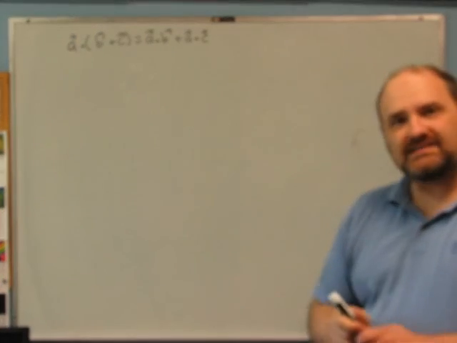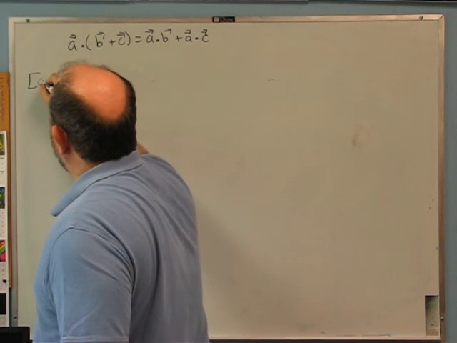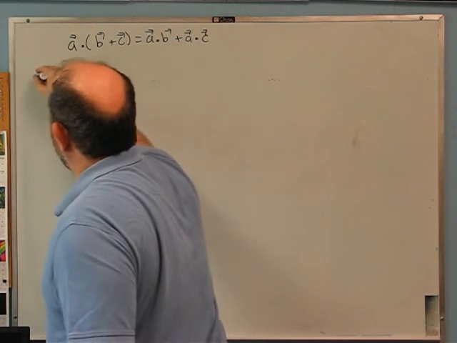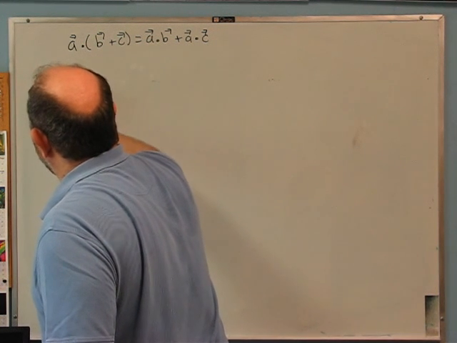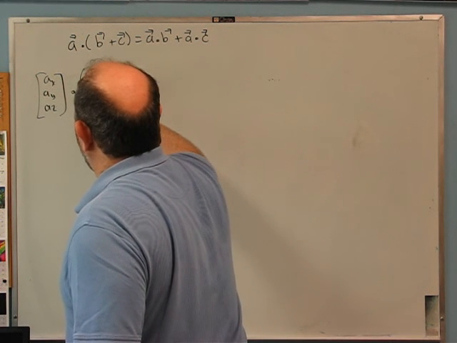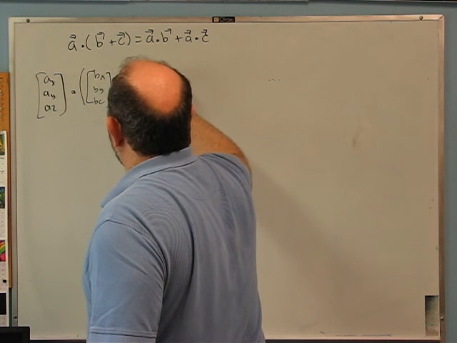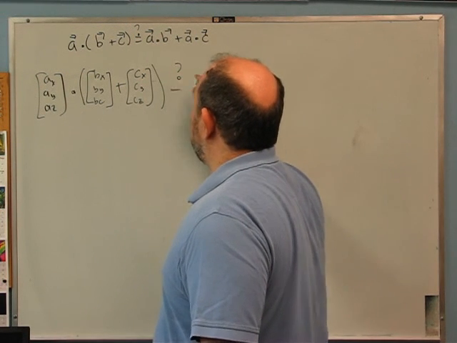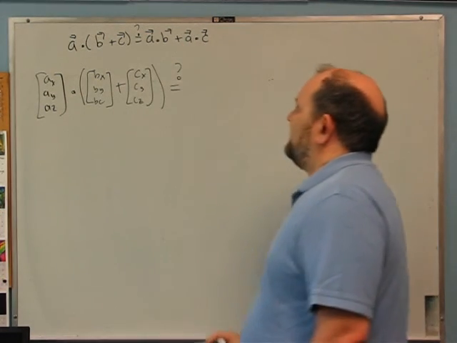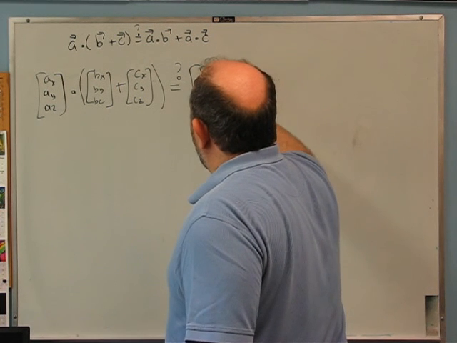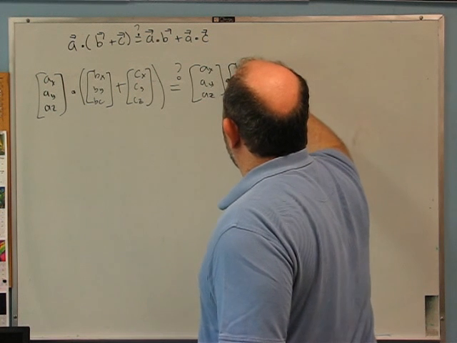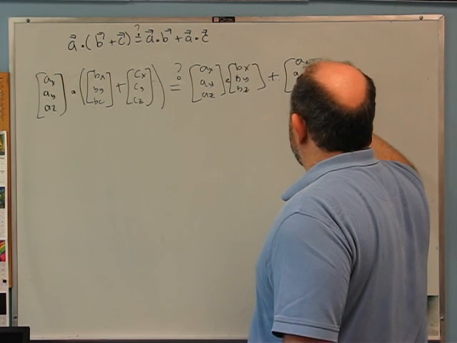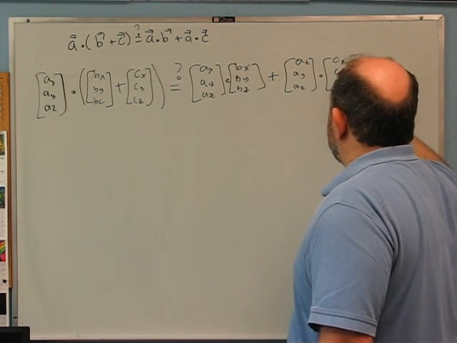And to show it, what I'm going to do is write this whole thing out in terms of components. So this is going to be fairly verbose. So I say (ax, ay, az), so that is a vector, dotted with, you know what I'm going to do? I'm going to write it as column vectors, because it'll use the board space more efficiently. So (ax, ay, az), dotted with (bx, by, bz) plus (cx, cy, cz). Now, the other thing I'm going to do is put a question mark over the equal sign, because we don't yet know if this is true. We're checking to see if it's true. Is that the same as (ax, ay, az) dotted with (bx, by, bz), plus (ax, ay, az) dotted with (cx, cy, cz)?